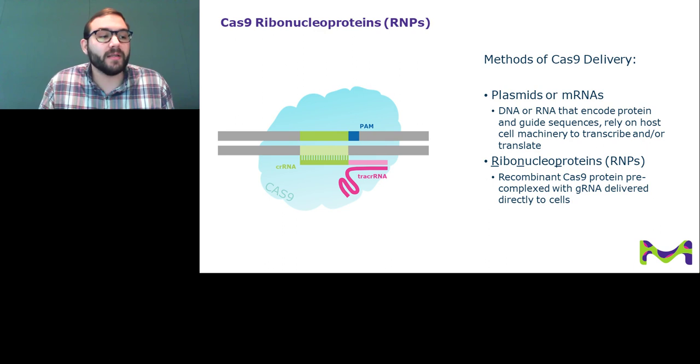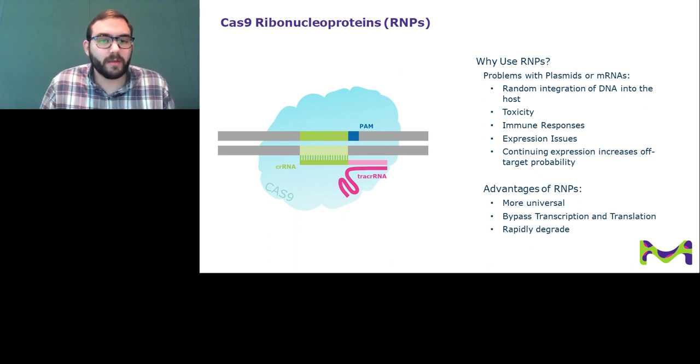Traditionally, Cas9 nucleases are delivered via plasmids or mRNAs that encode for the protein and guide sequences. These methods rely on host cell machinery to transcribe and/or translate. They have been tailored to function in each specific cell type. A ribonucleoprotein is a recombinant Cas9 protein that has been complexed with the targeting guide RNA before delivery to cells.